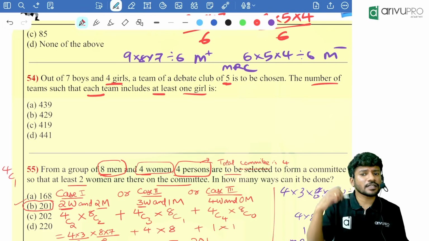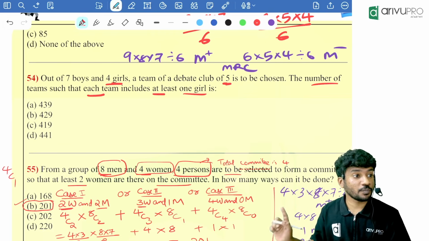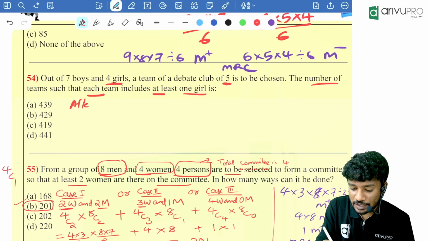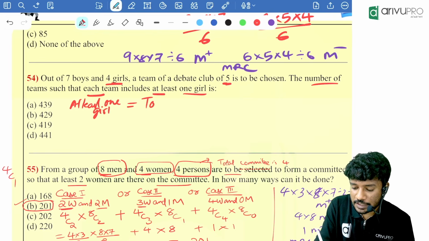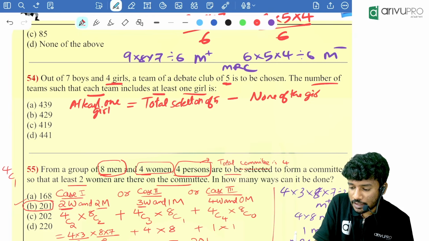At least one girl means what? One or more girls should be there. But we will take it as what? At least one girl can be written as total selection of 5 minus none of the girls are selected.